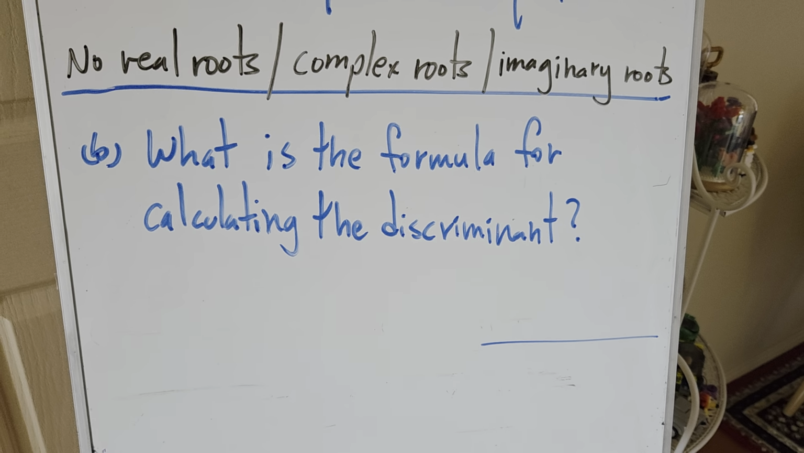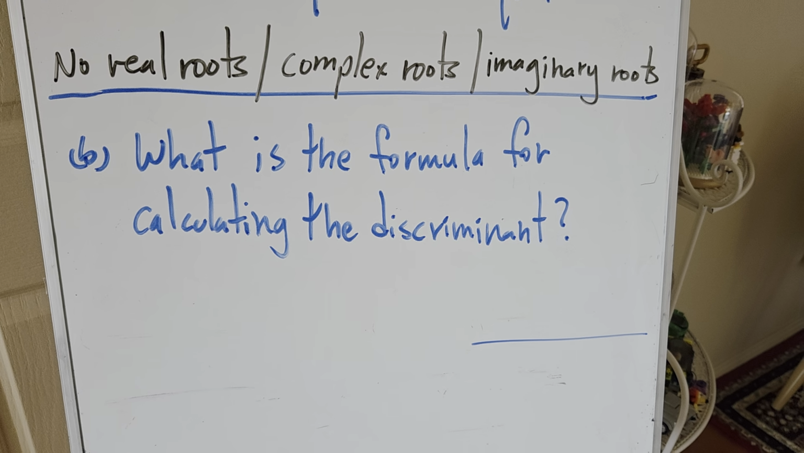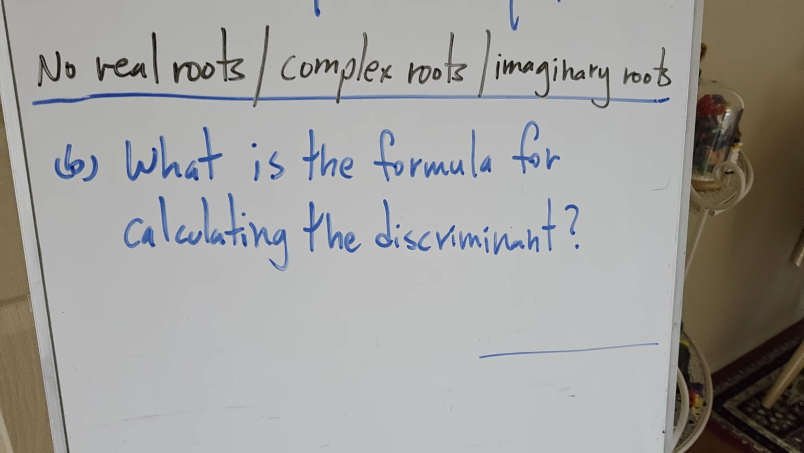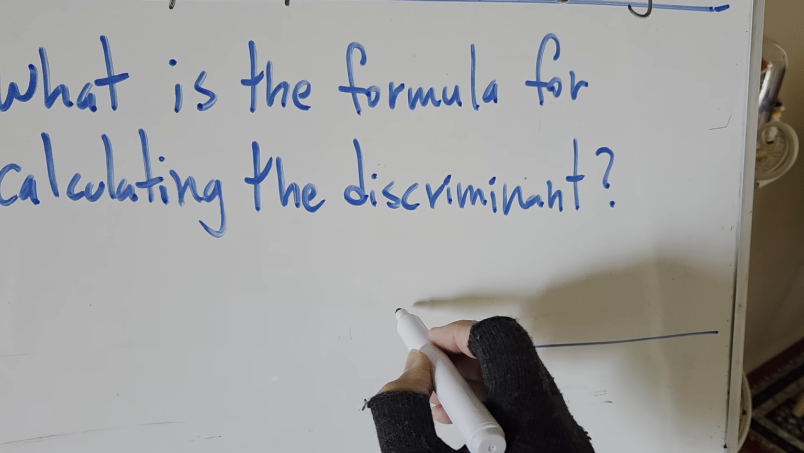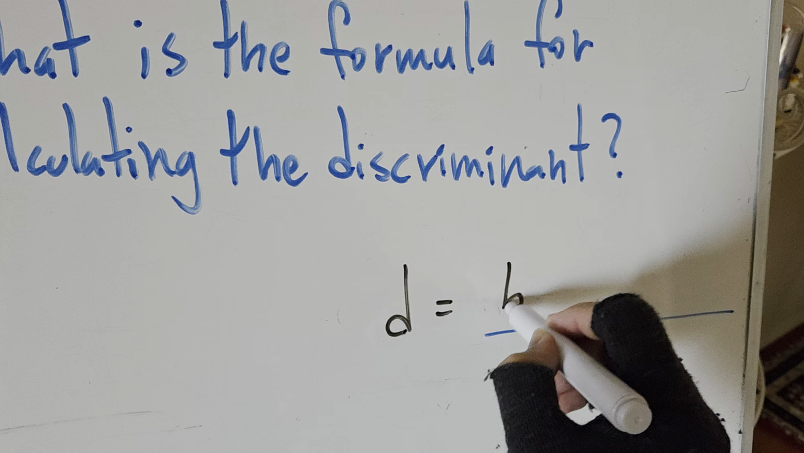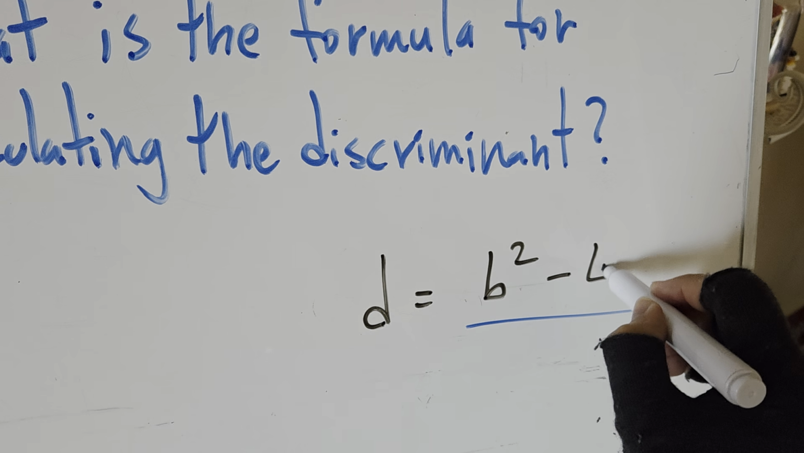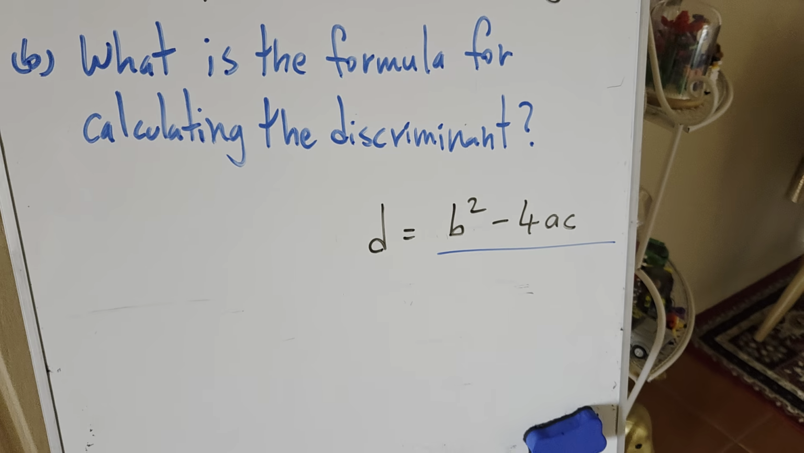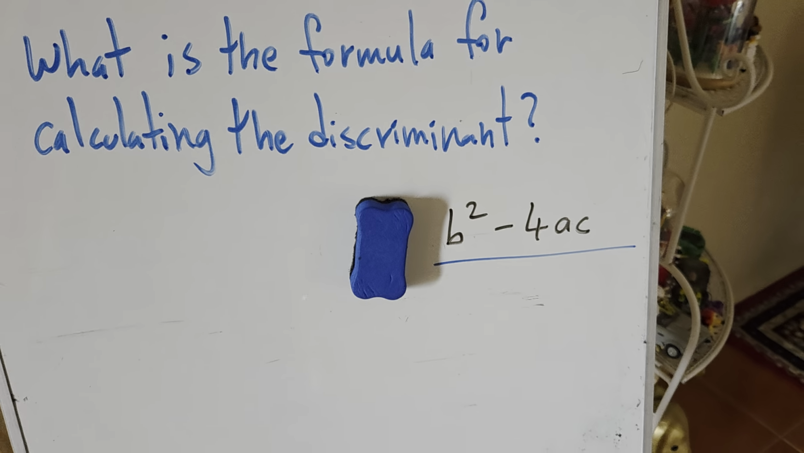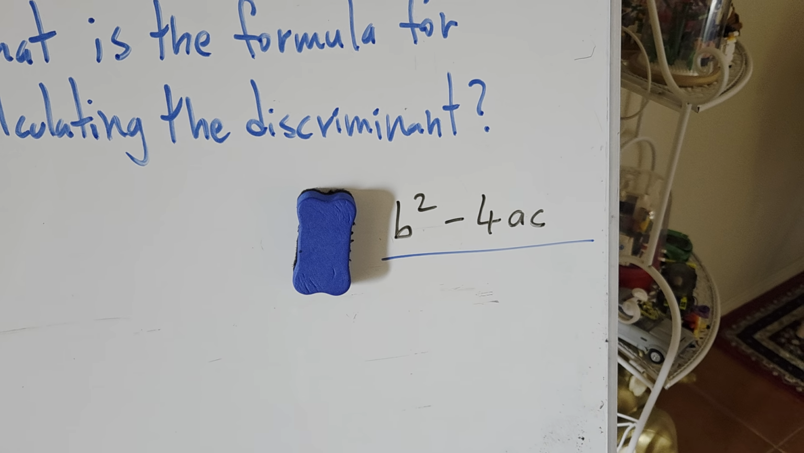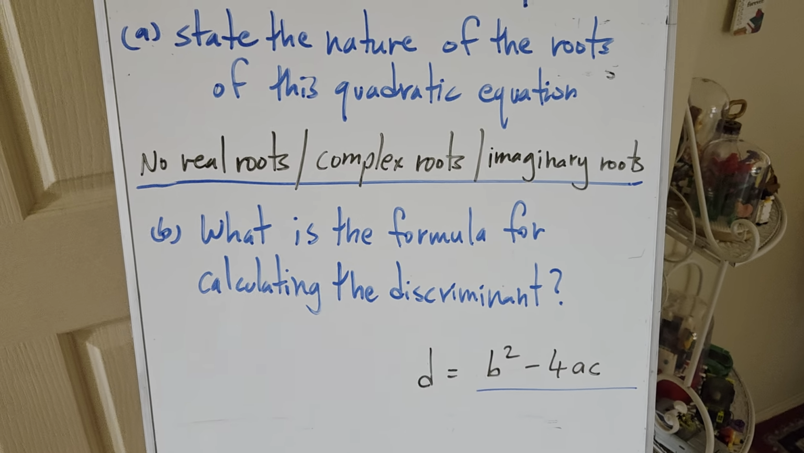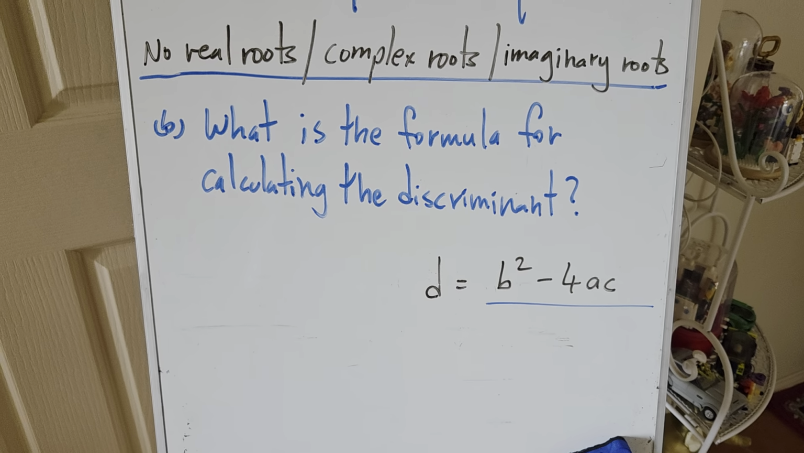Part B, what is the formula for calculating the discriminant? In a quadratic equation, the formula for finding the discriminant D is equal to B squared minus 4AC. So even if you did not write down D is equal to, if you just wrote down B squared minus 4AC, that is also worth 1 mark. So that was easy, 2 marks over here, that saves you time.